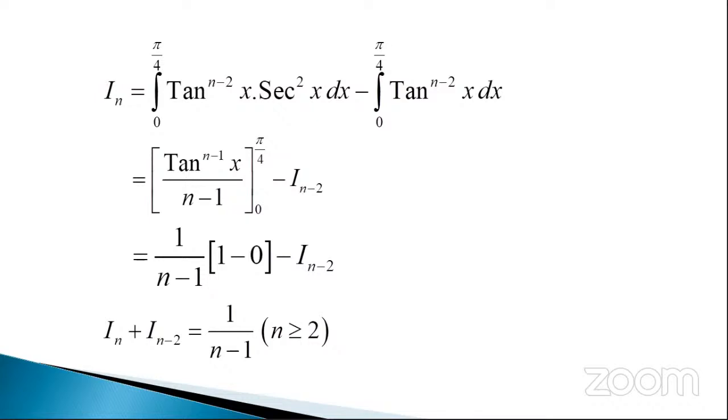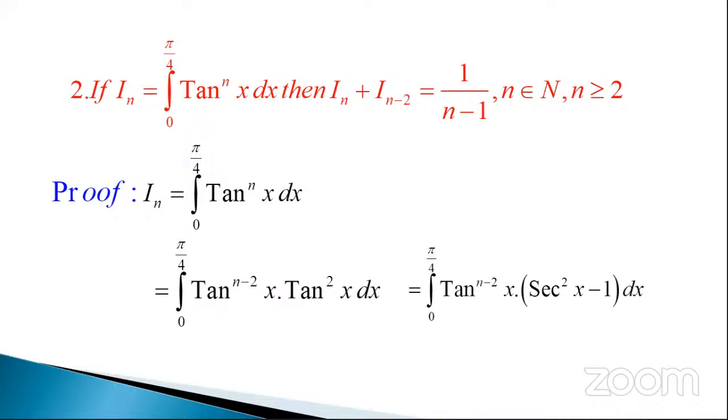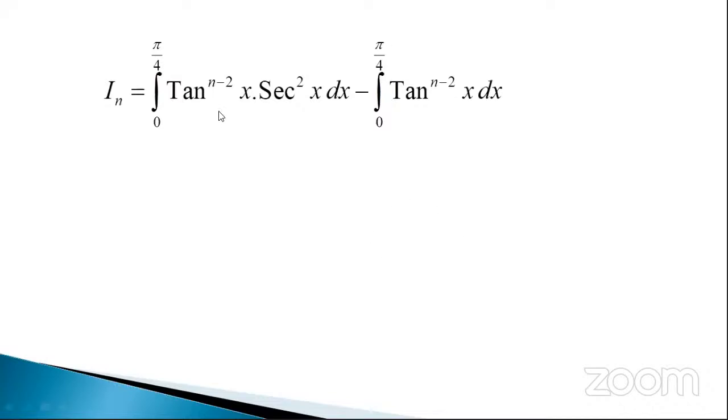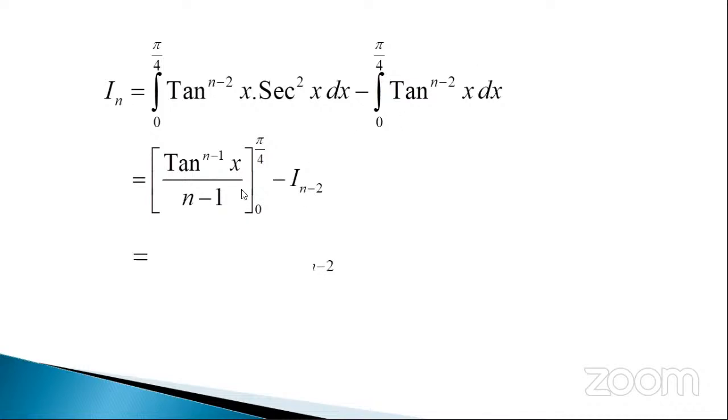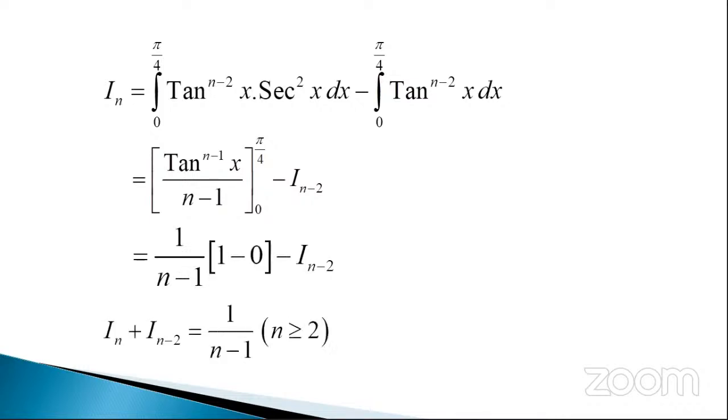This is the solution of tan to the power of nx dx. Once again, you can observe this. The integral over 0 to pi by 4 of tan to the power of nx dx equals tan to the power of n minus 2x into tan square x. Sorry, tan square x can be written as sec square x minus 1, into dx. Here, the derivative of tan x is sec square x, which means we can integrate it directly. The integration is tan to the power of n minus 2 plus 1 by n minus 2 plus 1, which equals n minus 1. The limits are 0 to pi by 4. This term can be written as I n minus 2. Now you can apply the upper limit, then the lower limit. This is the solution of tan to the power of nx dx.